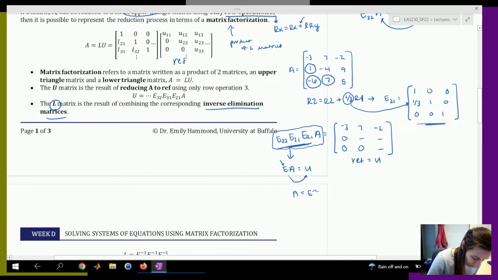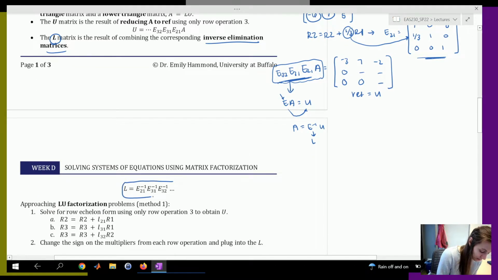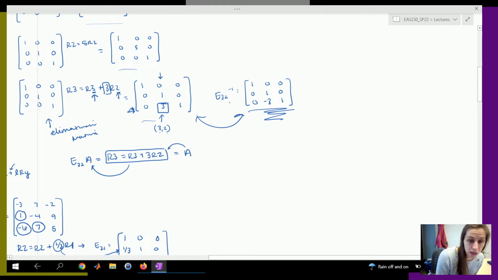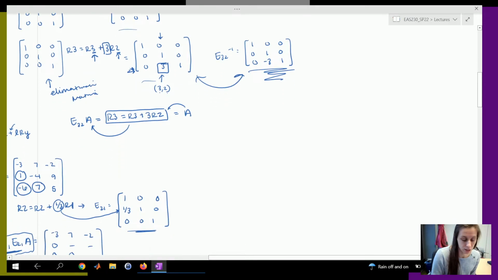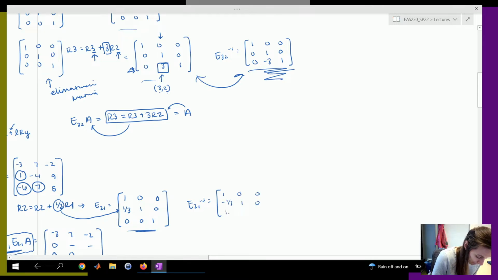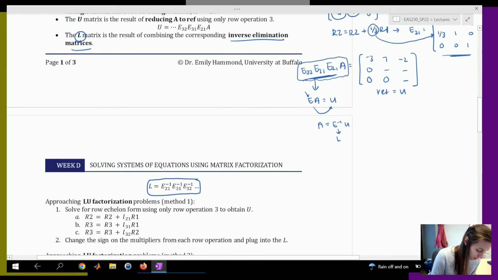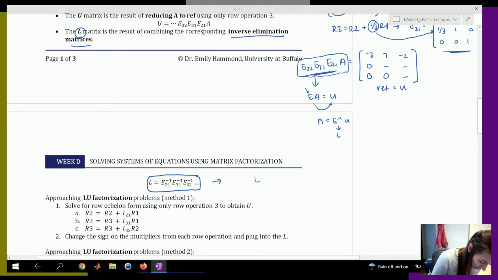So A equals E inverse times U, or this here's L, where L is this, where I take the inverse of all my matrices one at a time. And if you remember from the last video, the inverse of an elimination matrix is the same elimination matrix, but the sign on our multiplier changes. So the inverse here, E21 inverse, is the same thing as this matrix, but the 1/3 becomes a negative 1/3. So L ends up looking like this. L always ends up looking like this.